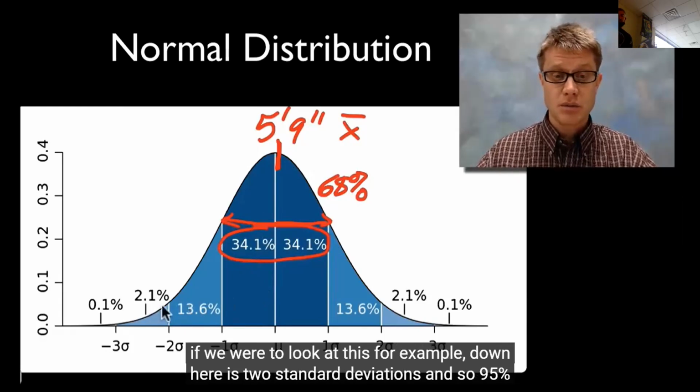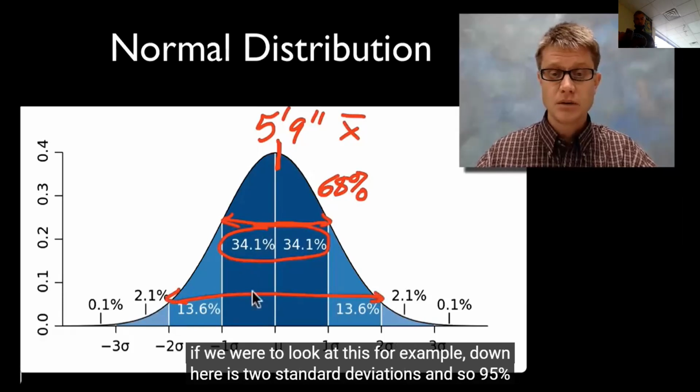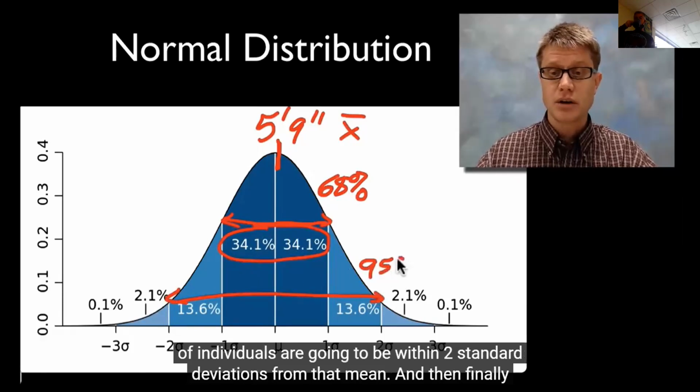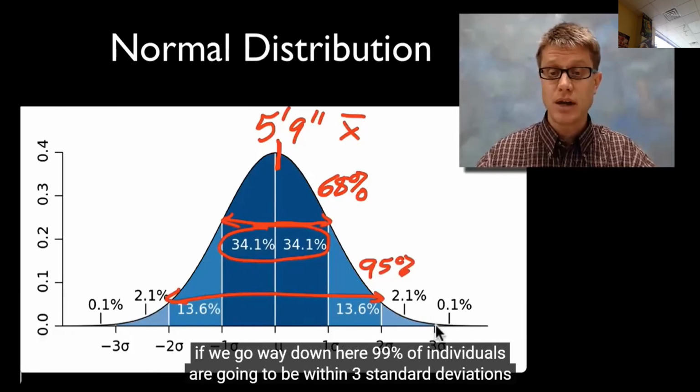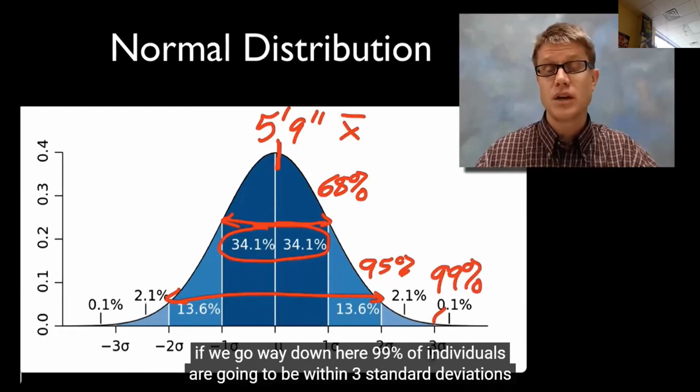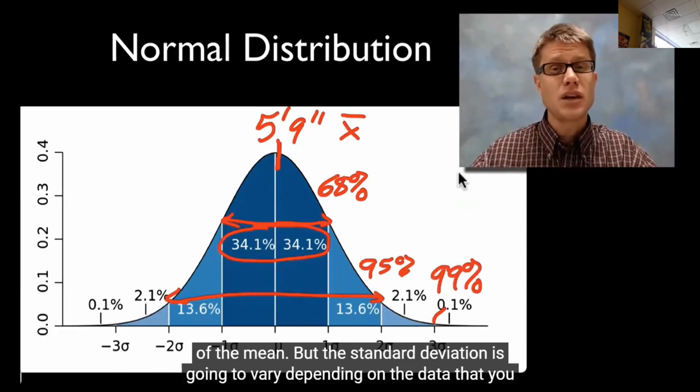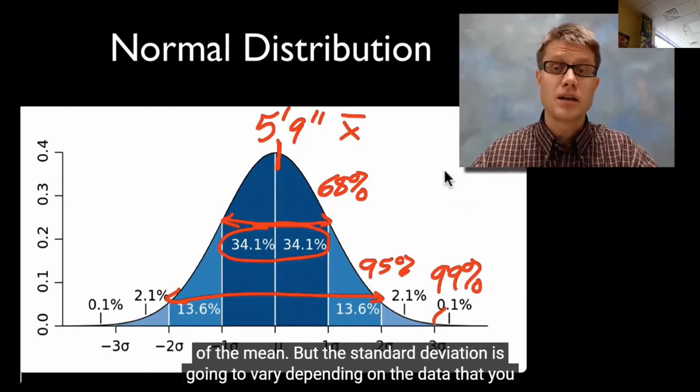Down here is 2 standard deviations, and 95% of individuals are going to be within 2 standard deviations of the mean. And if we go way down here, 99% of individuals are going to be within 3 standard deviations of the mean. But the standard deviation varies depending on the data that you collect.